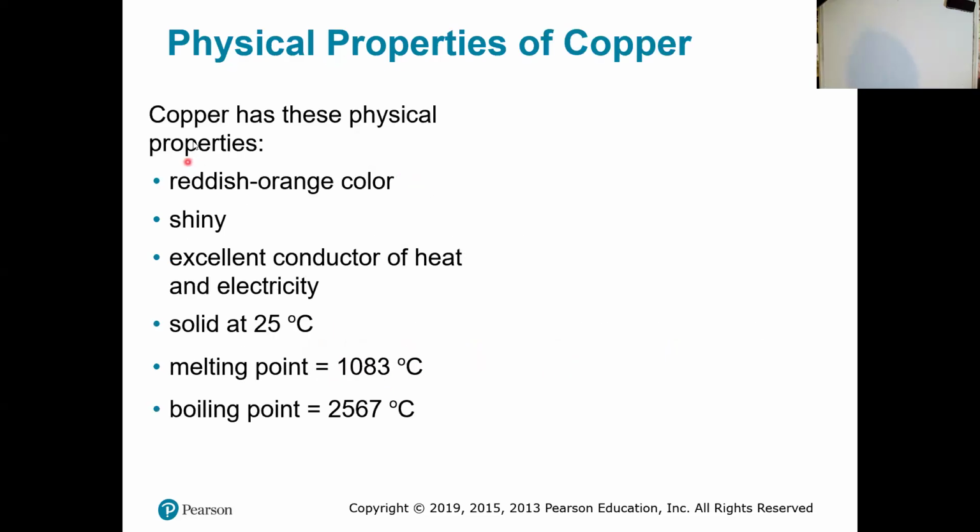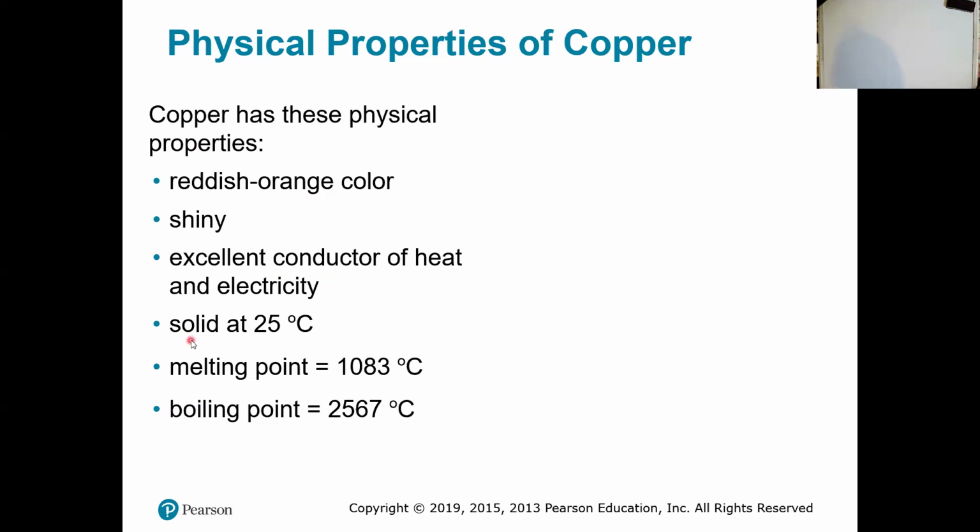Types of physical properties of something like copper. It's got that red-orange color. It's shiny. It's able to conduct heat and electricity. Just because you're using copper to conduct heat and electricity, that doesn't mean that the copper is undergoing a chemical reaction, right? It just means that it's being exposed to some heat.